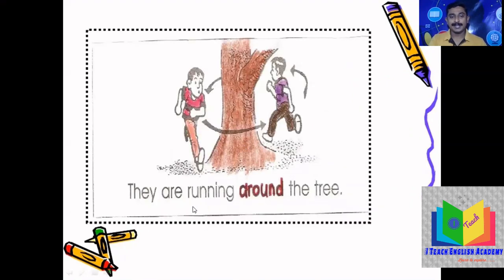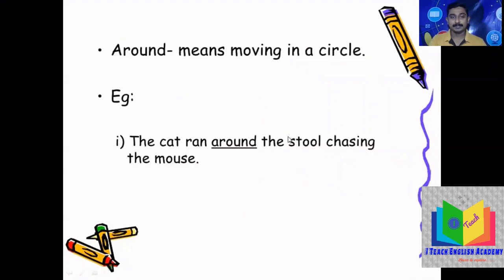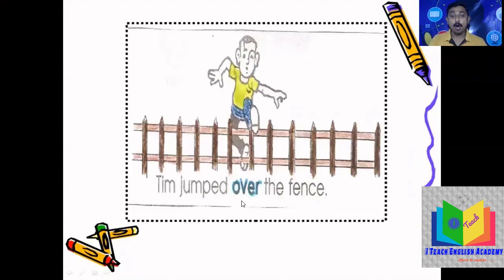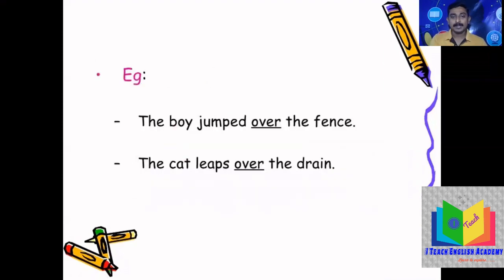Now around. They are running around the tree in a circular motion, circular movement. Around means moving in a circle. The cat ran around the stool chasing the mouse. Over means over a fence or an object. Tim jumped over the fence without touching it. The boy jumped over the fence. The cat leaps over the drain.